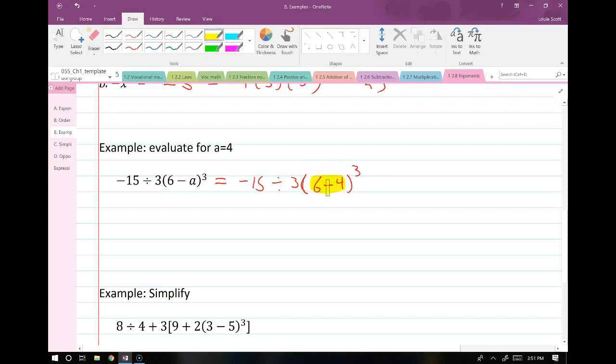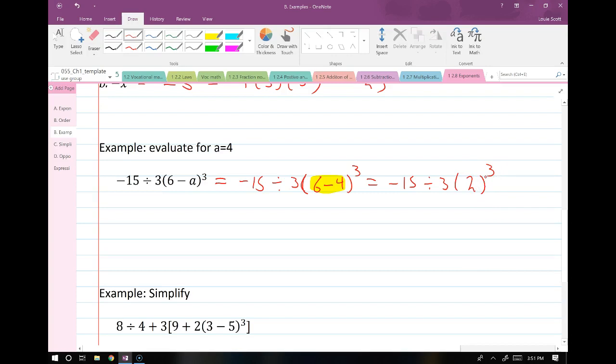All right, inside those parentheses, the only thing we have to do is subtract, so we're just going to do that on this next step. And with these problems, a lot of times I like to just do one small thing per step, and that way you don't get jumbled up too bad. So that leaves me with a negative 15 divided by 3 times 6 minus 4 is 2, so now I have 2 cubed.